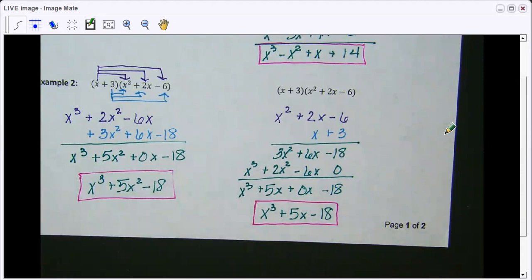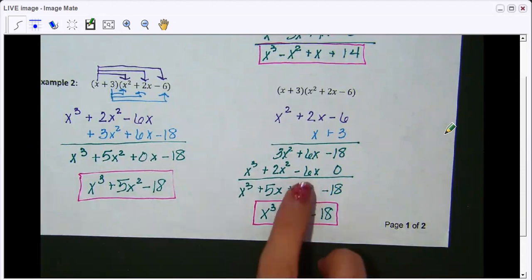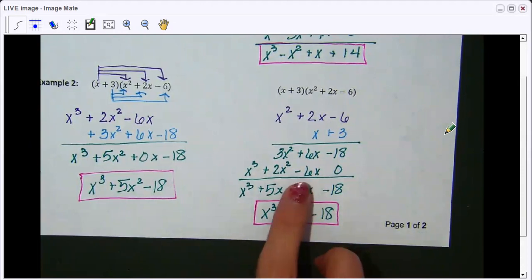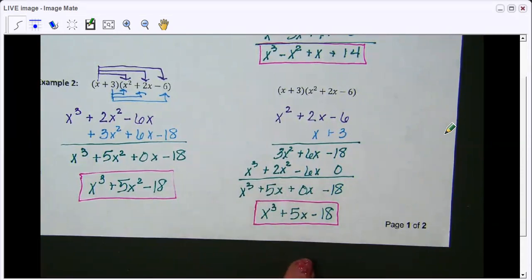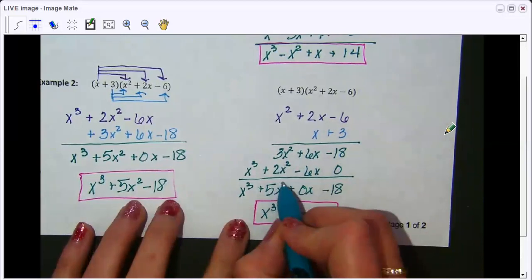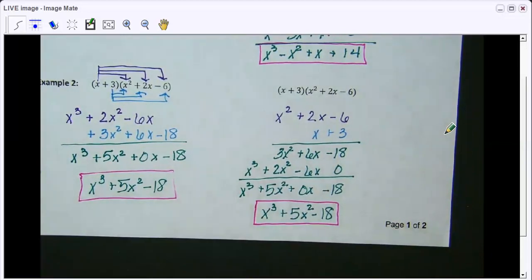Questions? Yes. So we got negative 6x, right? And then, oh wait, never mind. Okay. Yes. On the other side, it was 5x squared. Oh, that's right. Oh yeah, this one is 5x squared. Thank you. Of course. All right.